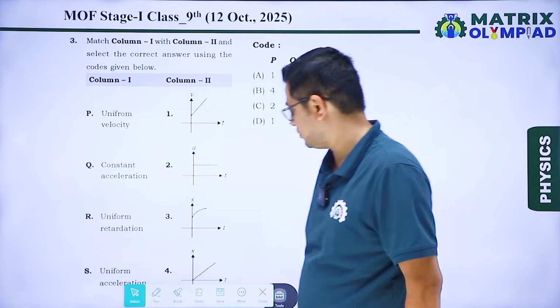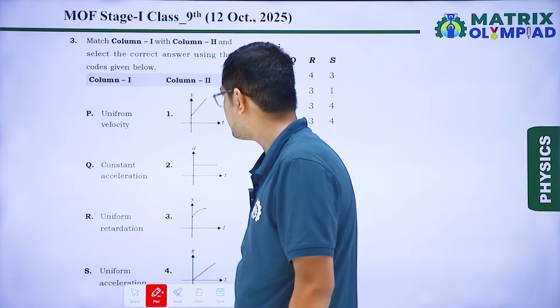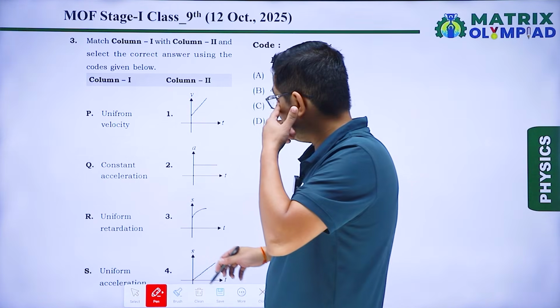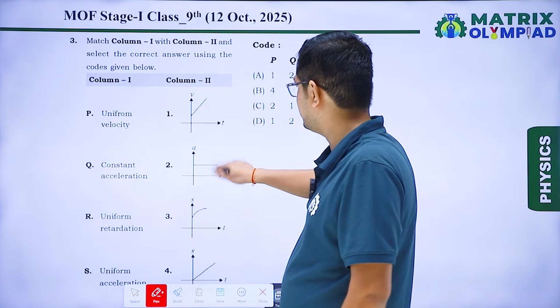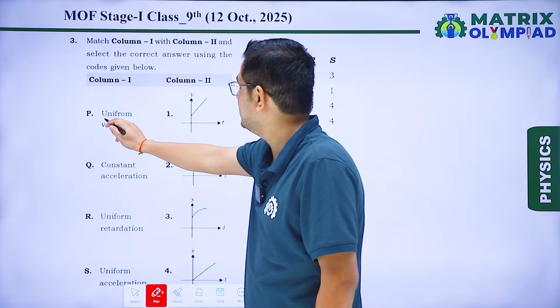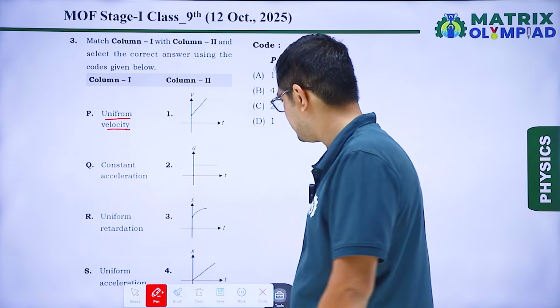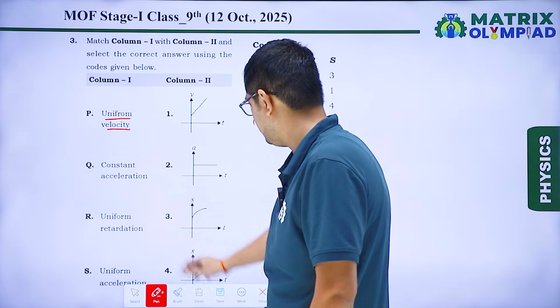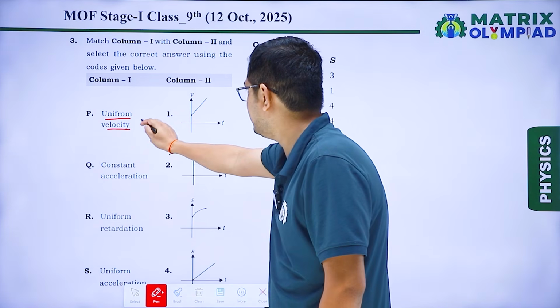Next question, that is match the column, and we have some graphs here. There are some displacement-time or distance-time graphs, and velocity and acceleration time graphs. Uniform velocity, that means equal displacement will be traveled in equal time interval. That is for P, we can see here option 4, that is a straight line. So for P I will write 4.